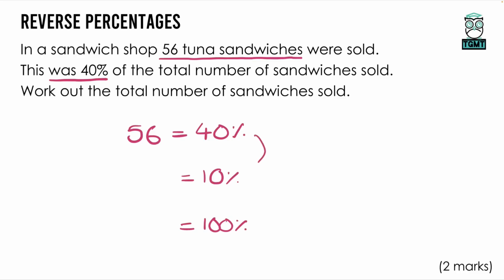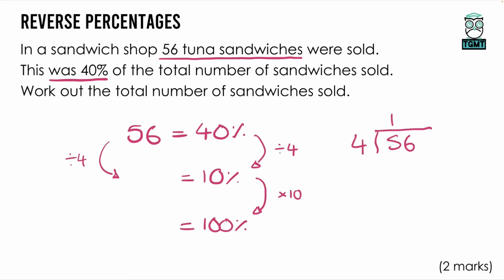So if I go down to 10%, to get there I would have to divide 40% by 4, and then we can just multiply by 10. I need to do the same to the other side. I need to divide by 4 again, just to the side. I'd want to do some division. 4 goes into 5 once, remainder 1. It goes into 16 4 times. So 14 sandwiches would be 10%. We want to know 100%, so we need to times by 10, and we get 140 sandwiches. So there we go. Our final answer for this one would be 140.